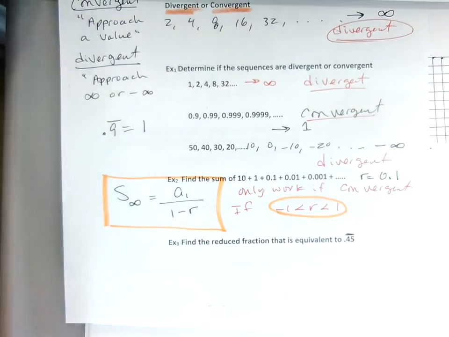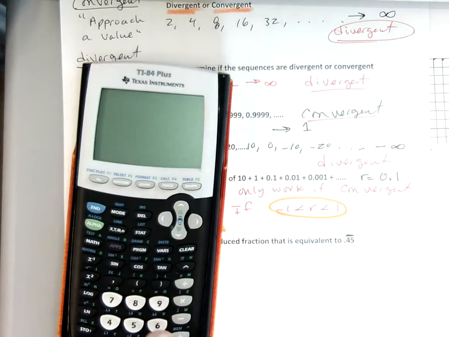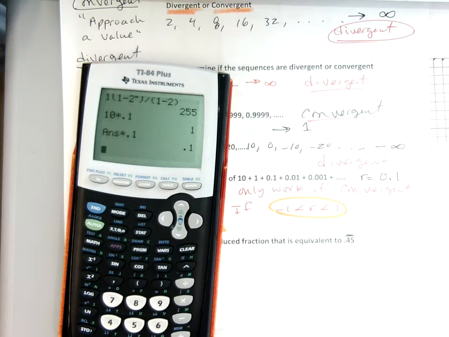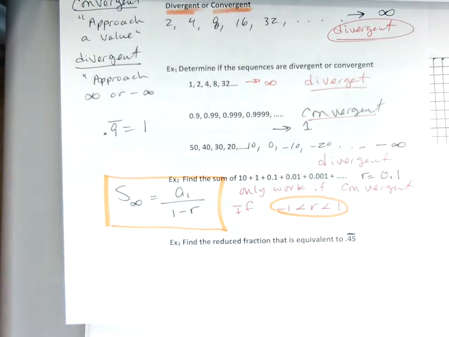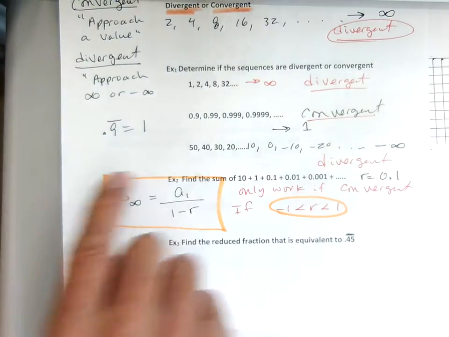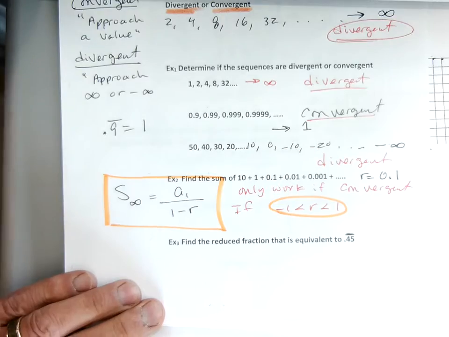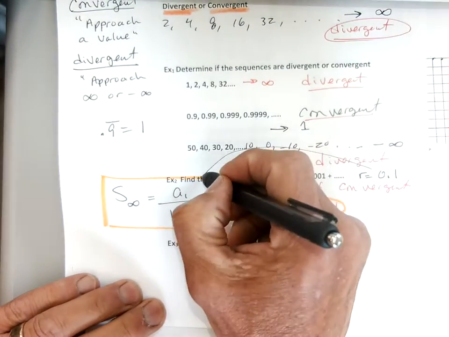0.1 is the multiplier. In fact, I'll show you. If I take 10 and multiply by 0.1, I get 1. If I multiply that by 0.1, I get 0.1. Multiply that by 0.1, I get 0.01, right? So our multiplier is 0.1, so I can use this formula. So let's use this formula, okay?